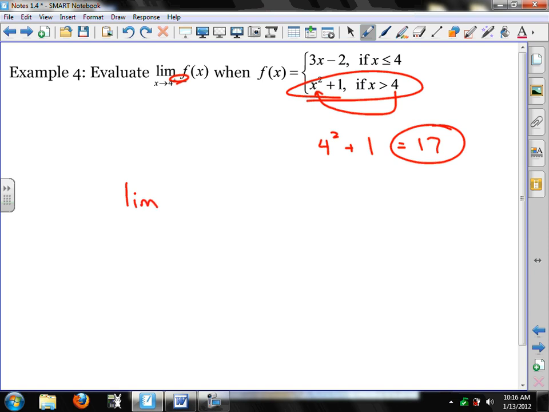If it asks what is the limit as x approaches 4 from the left of f of x, you would plug 4 into the top equation. We're slightly less than 4 this time, so we can plug 4 into the top, which would give me 12 minus 2, which is 10.